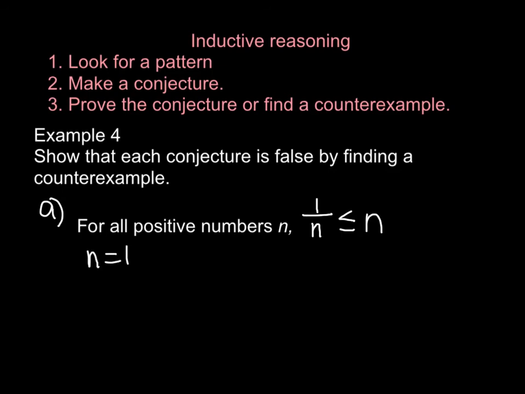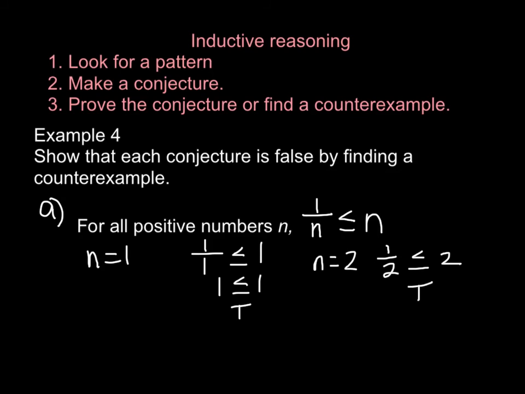Let's pick 1. 1 divided by 1 is less than or equal to 1. That's 1 is less than or equal to 1. That's true. Let's try 2. 1 divided by 2 is less than or equal to 2. Well, that's true. So, if you pick 3, 1 divided by 3 is less than or equal to 3. We're going in the wrong direction. So, let's try 0. 1 divided by 0. Well, you can't do that. Let's try half.